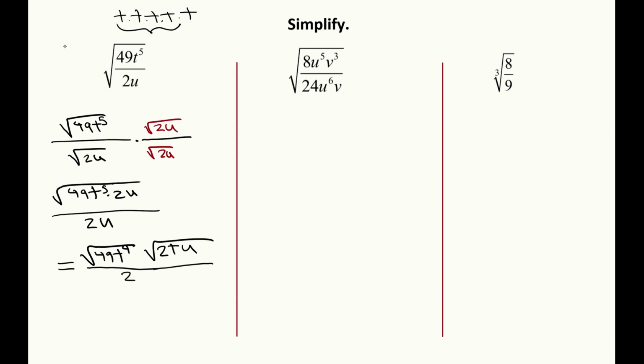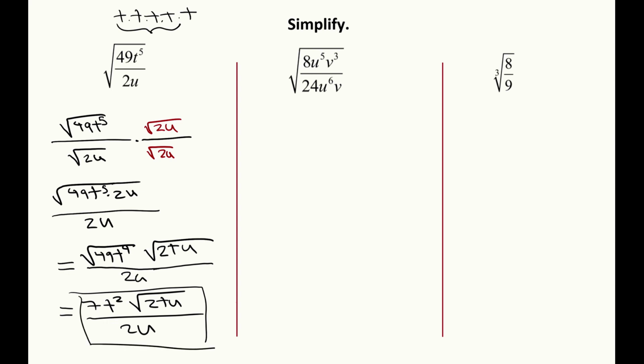Downstairs we just have 2u again, and now we end up with the square root of 49 is 7. The square root of t to the 4 is t squared. Square root of 2tu over 2u. And that should do it for that problem. We just have to make sure no radicals are left in the denominator, and that no perfect squares are left in the radical on the top, and we should be fine.